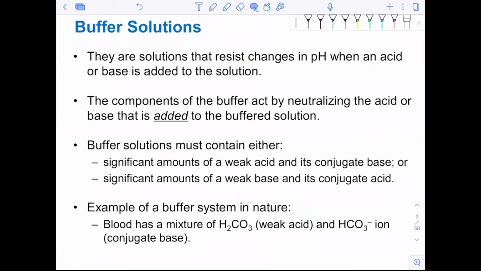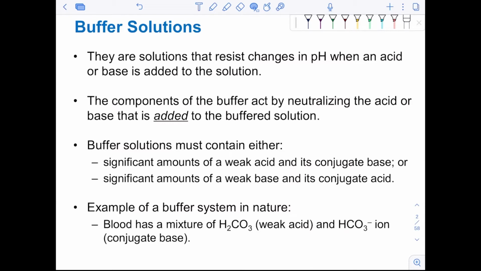So buffer solutions are solutions that resist changes in pH when an acid or base is added to the solution. The components of that buffer act by neutralizing the acid or base that is added to the buffer solution. So two different types of setups that we could have. Again, we'll start with acids and then we'll do bases on day 2 of this chapter. Significant amounts of weak acid and its conjugate base make up a buffer, or significant amounts of weak base and its conjugate acid are the best examples that we can have in creating a buffer solution.